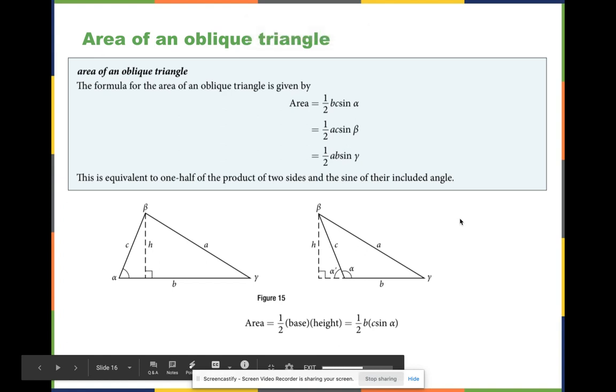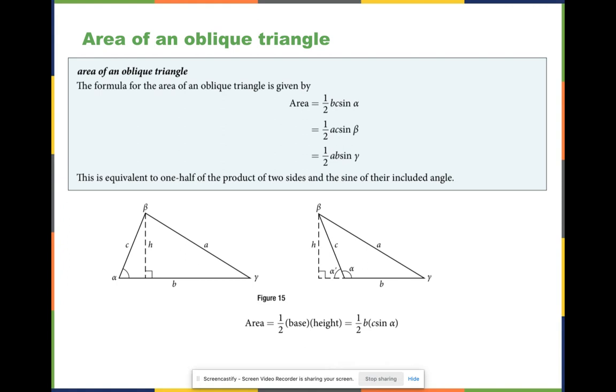All right, one thing, this is kind of related to the law of sines, but not really, but books like to throw it in with the law of sines section because it's very useful. We can find the area of an oblique triangle if we have two sides and the angle in between them, okay? So here's the equation: 1/2 BC sine of alpha, or AC sine of beta, or AB sine of gamma.